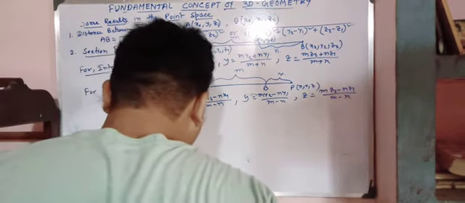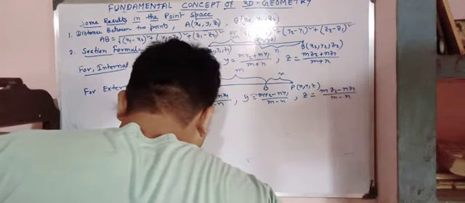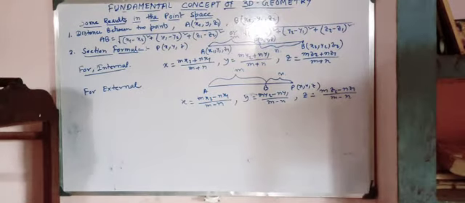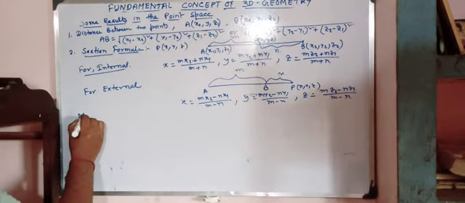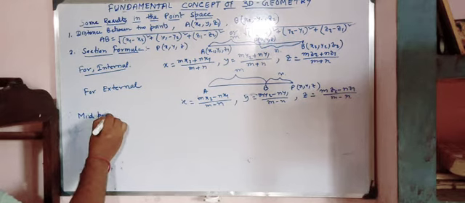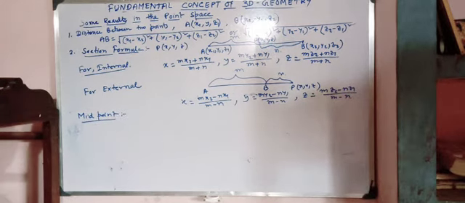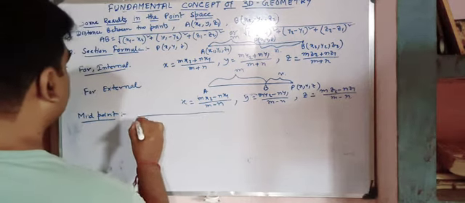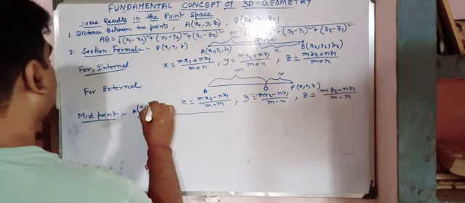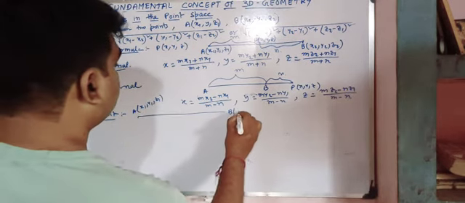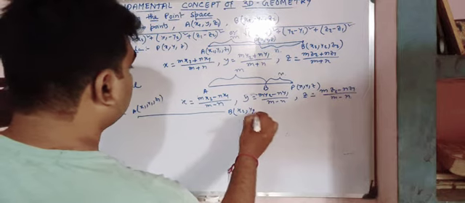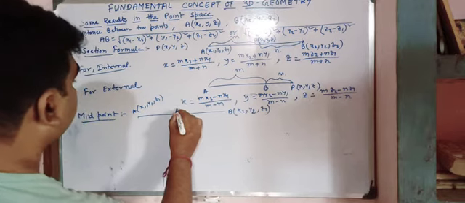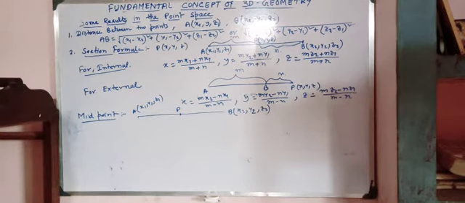Next, move to the midpoint of a line. Suppose a line is given here like that. A is equal to (x1, y1, z1). B is equal to (x2, y2, z2). We have to find the midpoint. The midpoint is lying over here. Suppose the midpoint is P. So what is the coordinate of P?